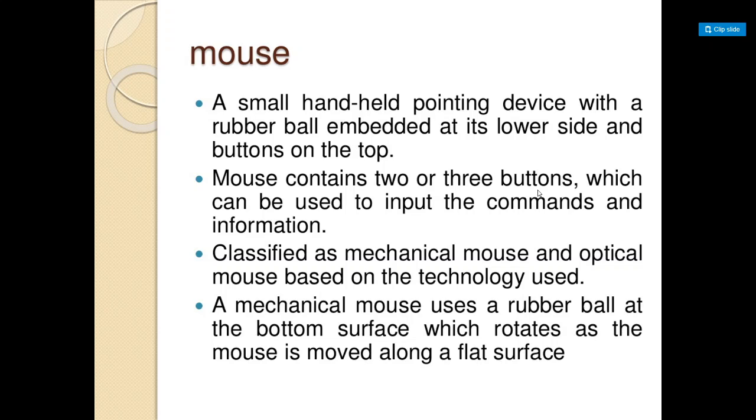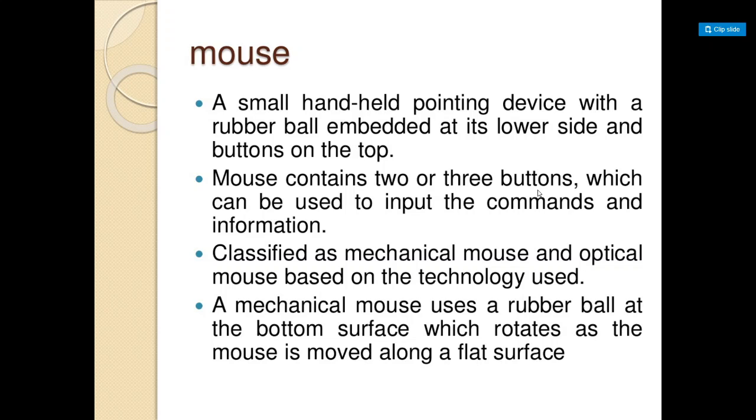How did this mechanical mouse work? There was a rubber ball inside the mouse. When you move the ball, the distance it has covered, or the spin it has made, is measured by the technology used inside the mouse, and that gives exactly how far the mouse pointer should move on the screen. That is the overall technology inside the mouse.